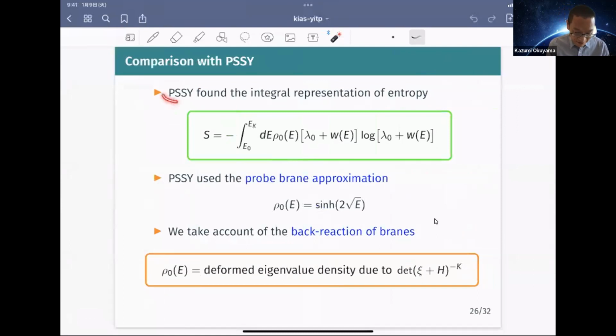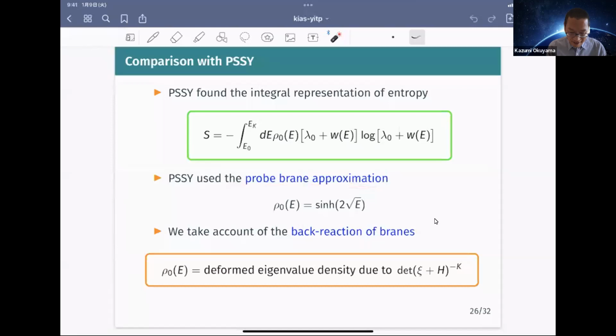The final result of this PSSY analysis in the PSSY paper is given by this, and basically the von Neumann entropy has a simple integral representation like this. I will not go into the details of what these symbols mean, but the important point is that this is written as an integral involving the eigenvalue density. In the original paper by the PSSY, they used the undeformed eigenvalue density in this expression, so their analysis corresponds to the probe-brane approximation.